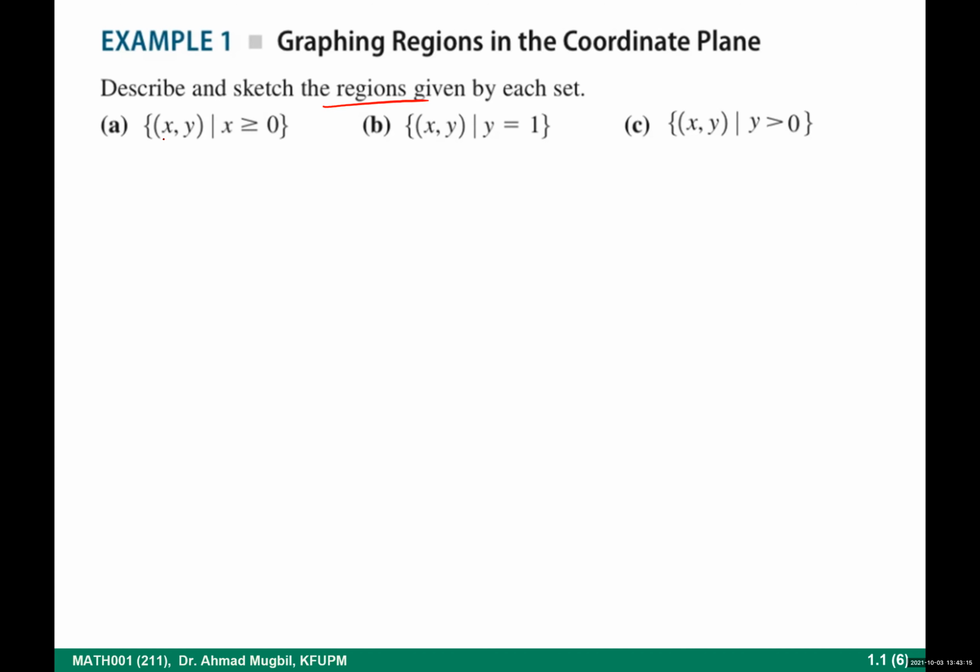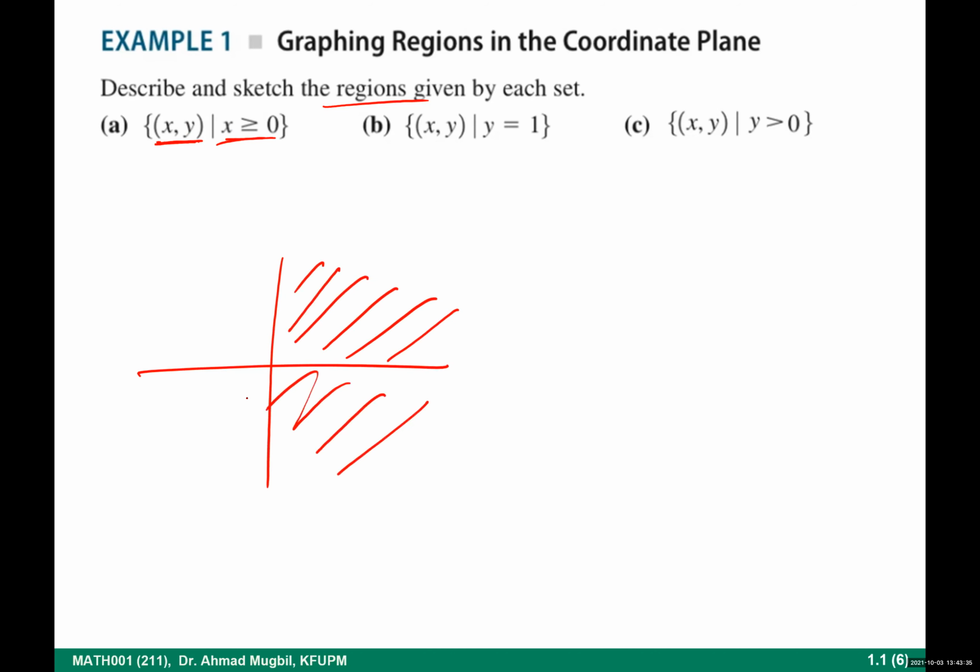What is this? All the points x and y such that x is greater than or equal to 0. So here, whatever y is, it is about x. Go to the xy plane. Where is x greater than or equal to 0? Here? No, we are in the first quadrant, x here is, and the fourth. And on the y-axis, because it says here it is 0. So this is what we have.